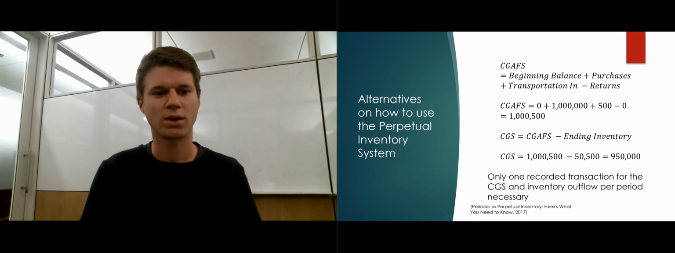So the only thing that's left to be done then is to increase the account of cost of goods sold by $950,000 and reduce the inventory account by the same sum, $950,000.